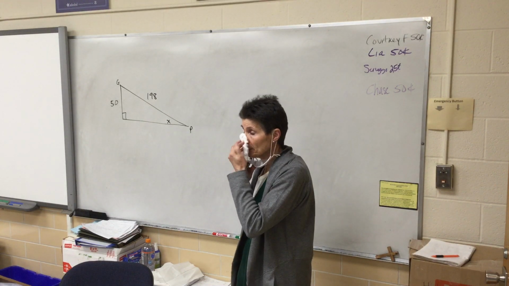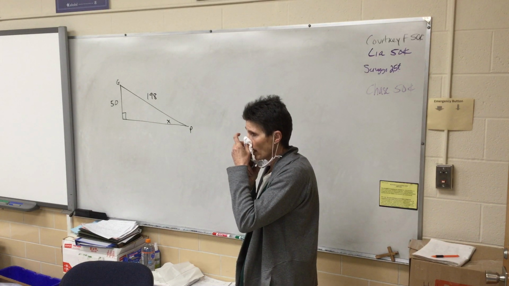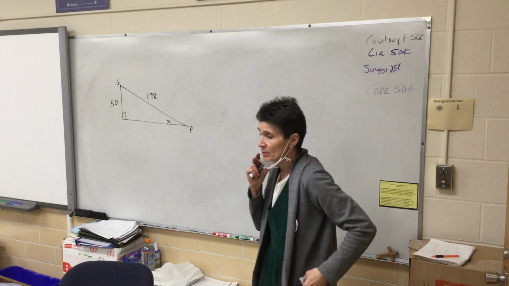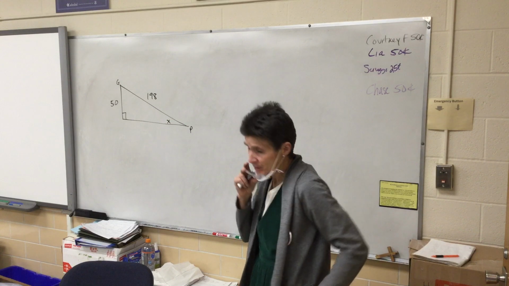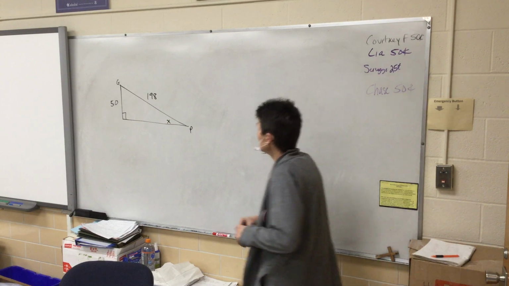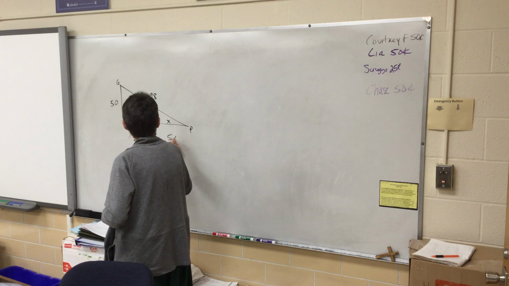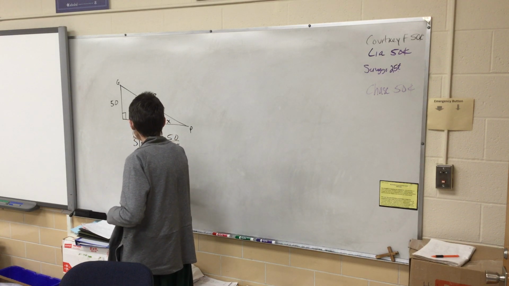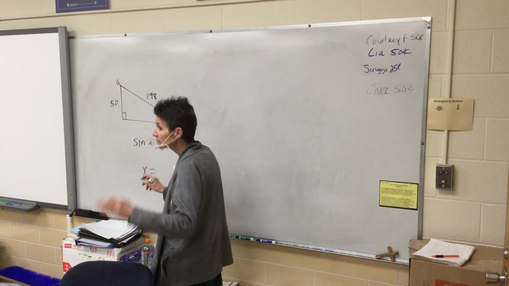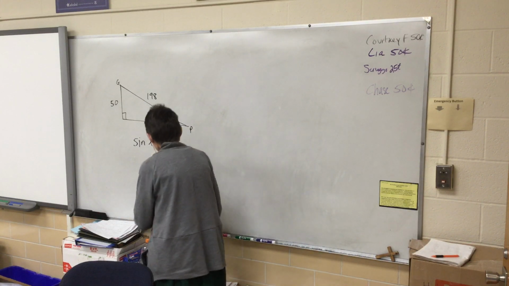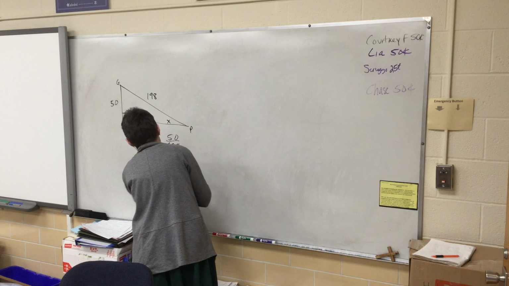You're going to write an equation. The equation you write is always going to be sine, cosine, or tangent. Which one do you want? Sine. So sine x equals 50 over 198. Okay. How do we find x? Inverse sine. That's right. Inverse sine.